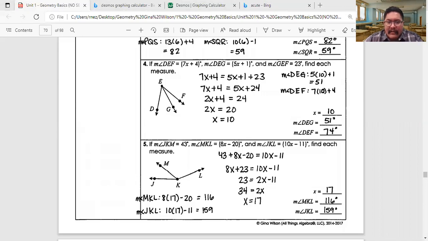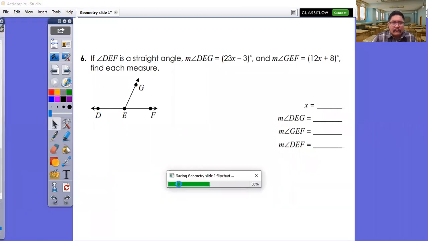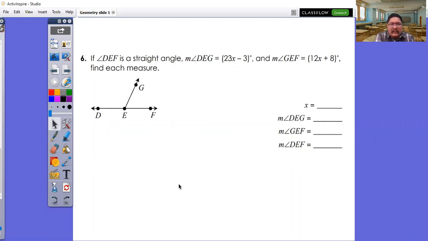All right, I'm going to go ahead and switch over to the other one. So here we go, number 6. So if DEF is a straight angle and measure of DEG is 23x minus 3 and measure of GEF is 12x plus 8, find each measure.